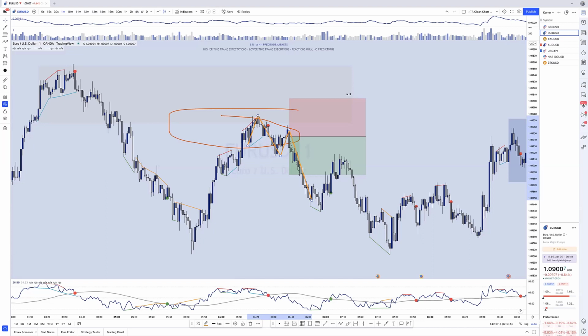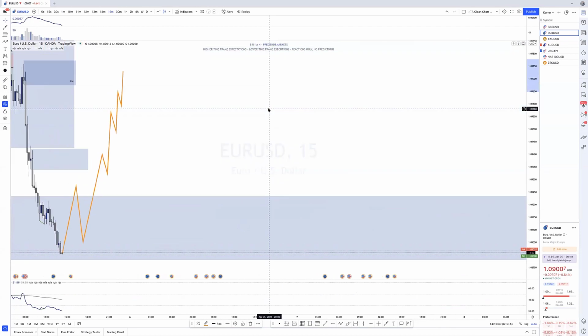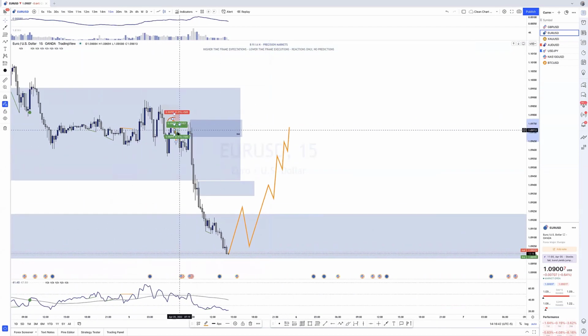And Nathan, while we're waiting on that, is there anything else that you want to add when it comes to continuations? Yeah. Mm-hmm. Not really, just marking out those higher time frame POIs and wanting to see what you want to see, which is exactly what you just showed there. And sometimes they just don't come back to mitigate. And sometimes things don't fit your plan, and that's it. You just move on to the next one and be patient, really, isn't it?